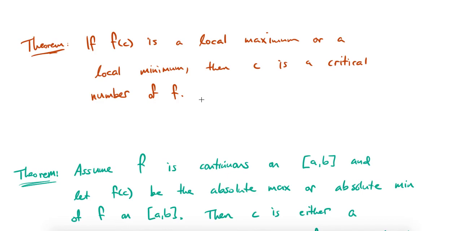For example, the classic example of this is the function x cubed, which looks like this. And in fact, there's a horizontal tangent line right here at 0, even though this is neither a max nor a min. So you can have critical numbers that don't go with either, but if you have a maximum or a minimum, that always goes with a critical number.